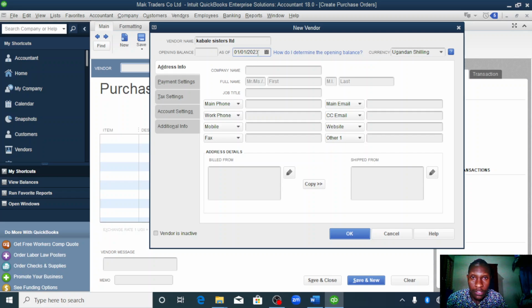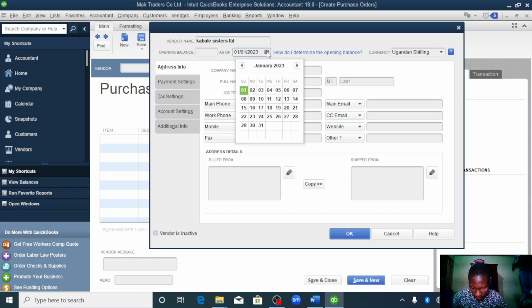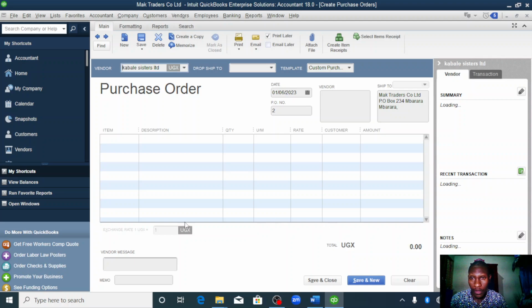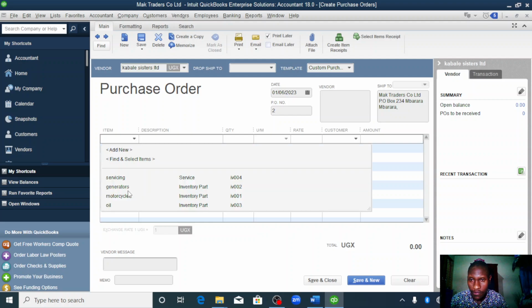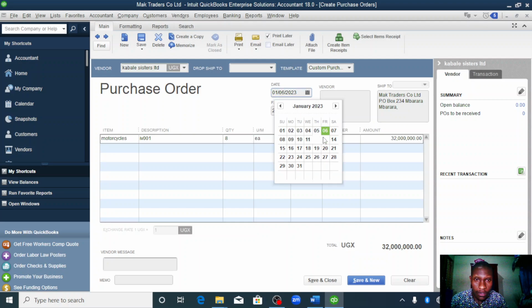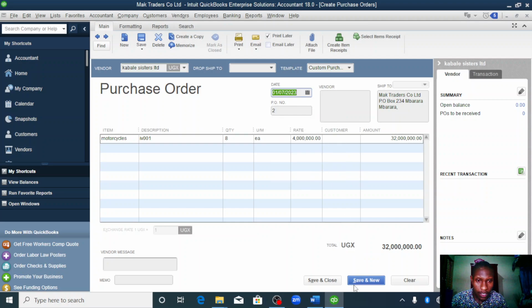So we update the date. It is on 7th January. We click OK. Then we enter the item. Bought 8 motorcycles. Item here is motorcycles. Quantity is 8. Then another item we are having is only motorcycles. We update the date, that is 7th, and then we save and close.